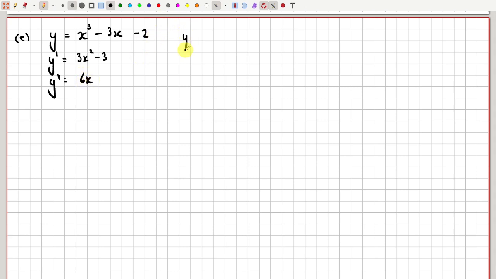Let's get to our y-intercept. Make x equal to 0. We're left with minus 2, so it would be 0 and negative 2. Our x-intercept will make our y equal to 0.